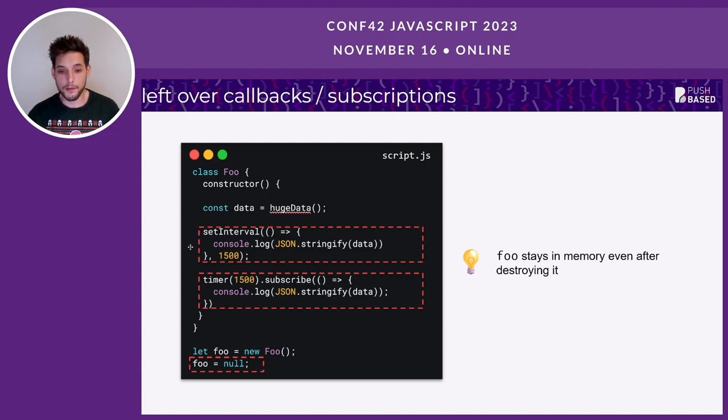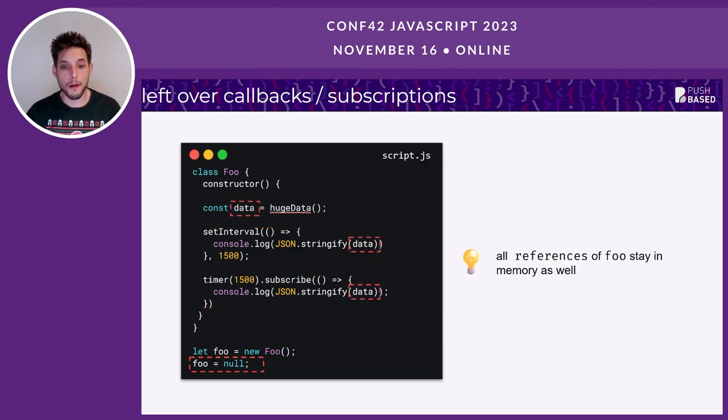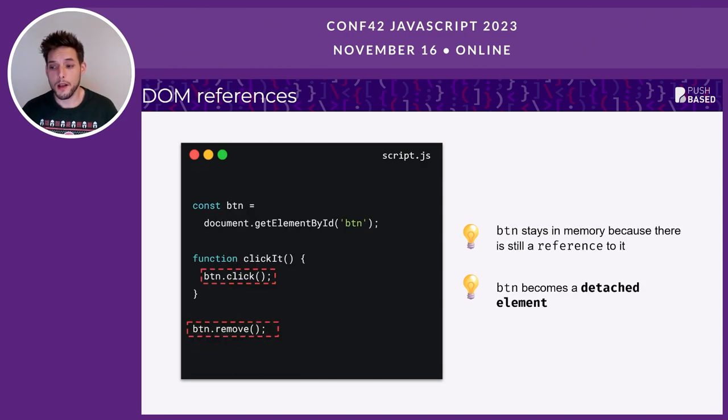And this means that in our case, we create here a new foo object, which will always be kept in memory, but also everything that relates to it. So if foo has private values like this huge data amount, then of course, huge data will also be part of the memory footprint. Same goes for HTML elements.